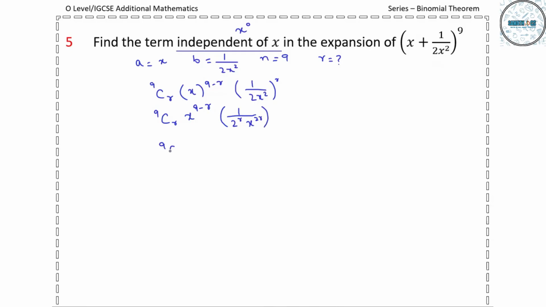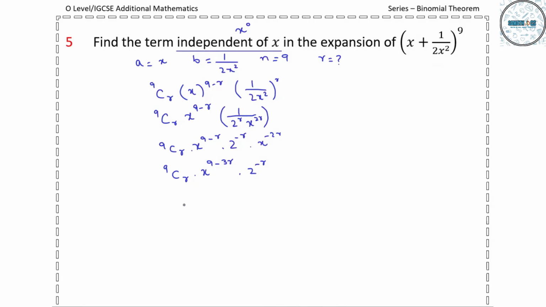In the next step, we will take 2 power r and x power 2r to the numerator. So this will be 2 power negative r and x power negative 2r. These all are multiplying with each other, so we can put dots here. 9Cr into x power 9 minus 3r. We can solve the powers of x here. 9 minus r minus 2r will become 9 minus 3r into 2 power minus r.